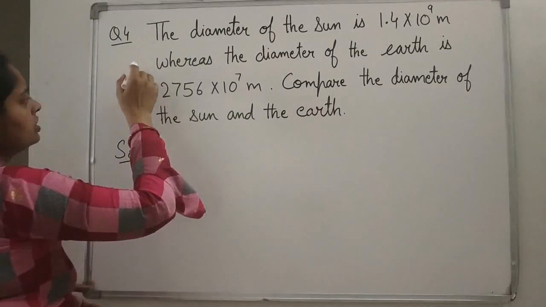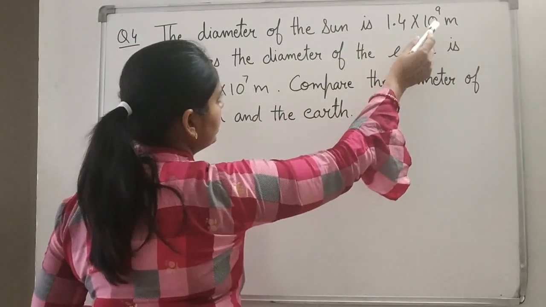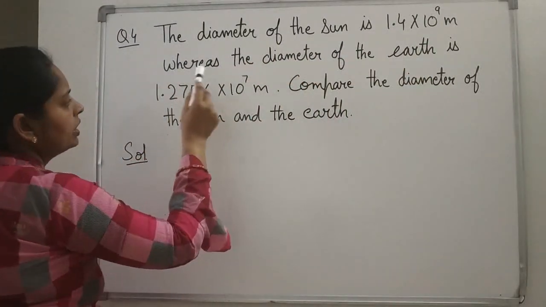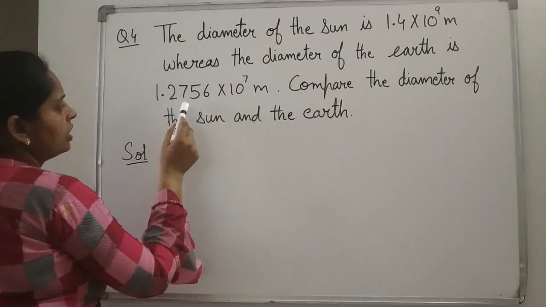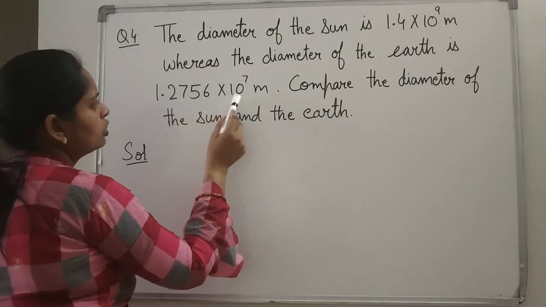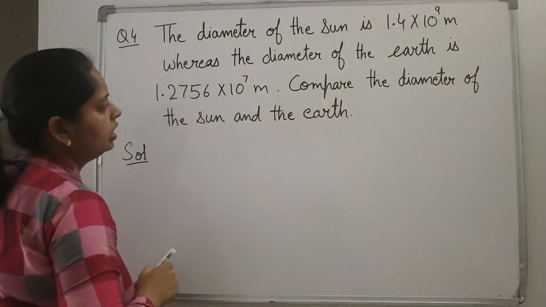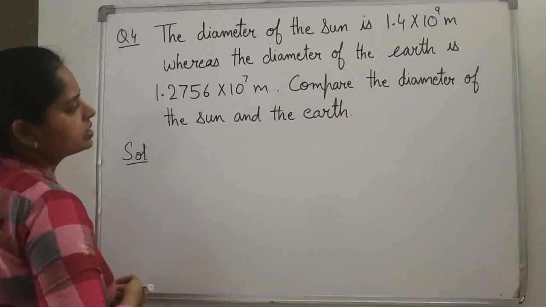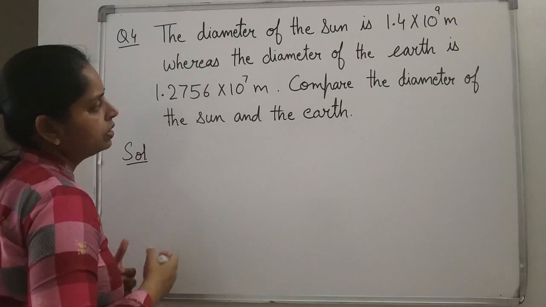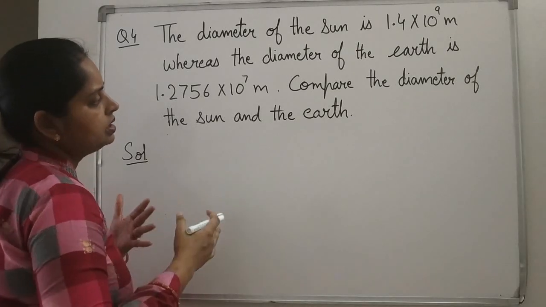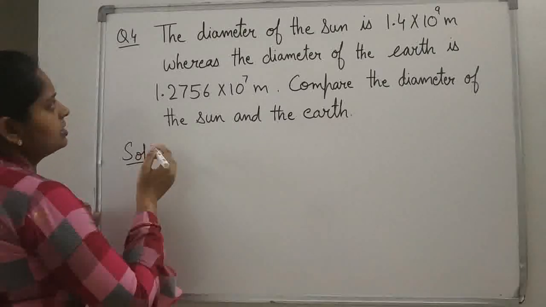Yes. The next question is, the diameter of the sun is 1.4 into 10 to the power 9 meter, whereas the diameter of the earth is 1.2756 into 10 to the power 7 meter. Compare the diameter of the sun and the earth. As I told you previously also, when we have to do a comparison, then we do the division. Compare means how many times the other one is.